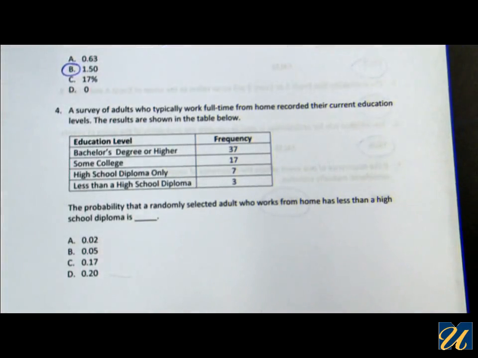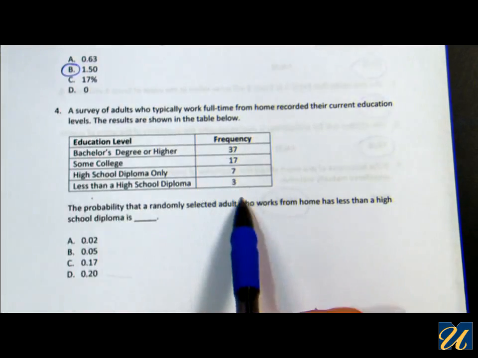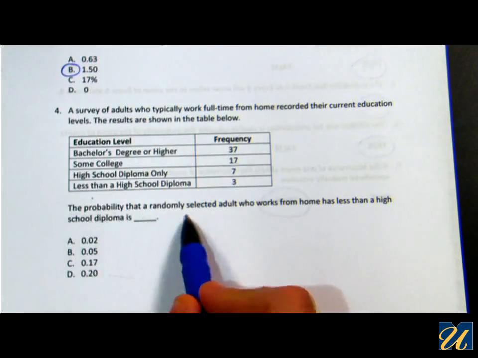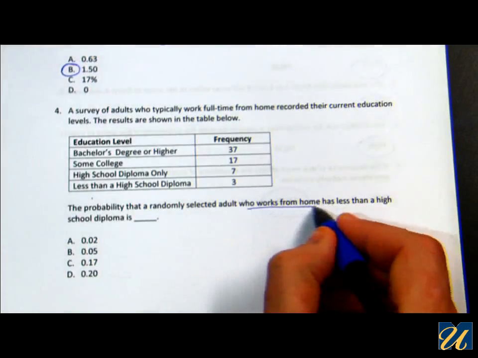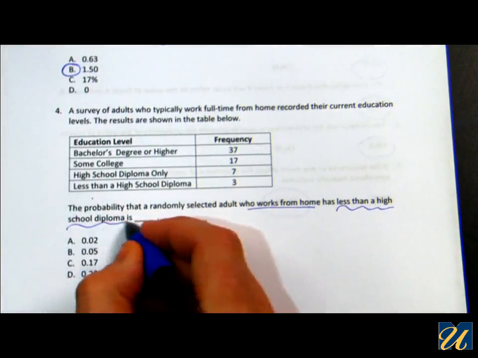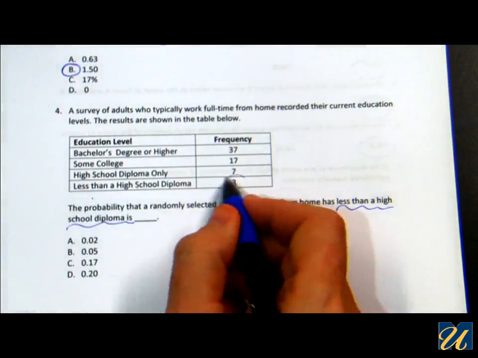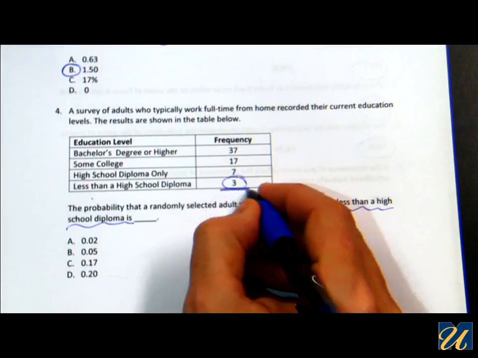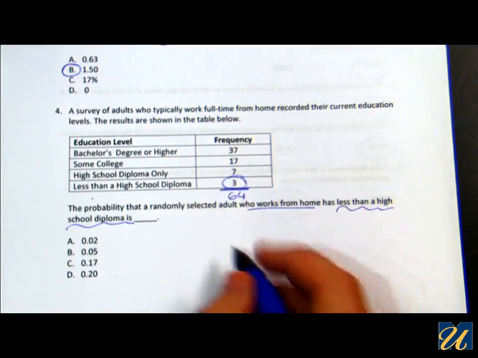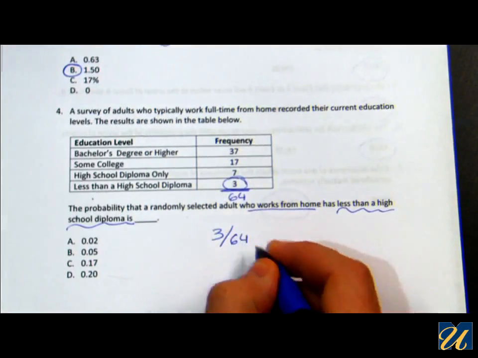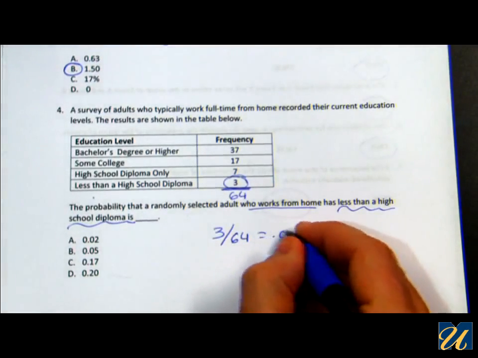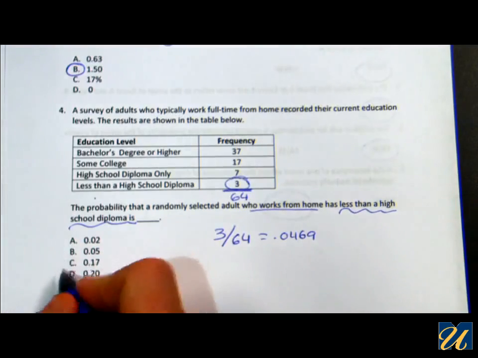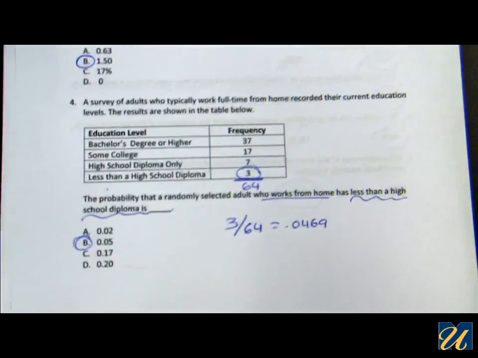A survey of adults who typically work full-time from home recorded their current education levels. The results are shown in the table below. So you have the education level and the frequency, and I want to find the probability that a randomly selected adult who works from home has less than a high school diploma. We are here. We calculate the total. The total is 64. So the probability will be 3 out of 64, which is 0.0469. If we were to round to the second decimal, the correct answer would be B.